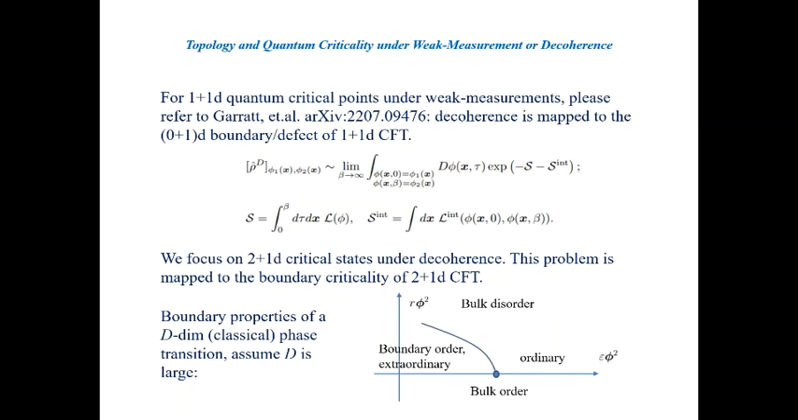Critical ordinary boundary condition. Suppose epsilon is negative, it means that the boundary wants to order before the bulk. And suppose D is large, it's actually possible for the boundary to form the ordered state even though the bulk is disordered. So this part is called the extraordinary boundary. And this point here is called the special boundary, but this is not that relevant to our discussion here. So I will focus on the ordinary and extraordinary parts of the phase diagram.